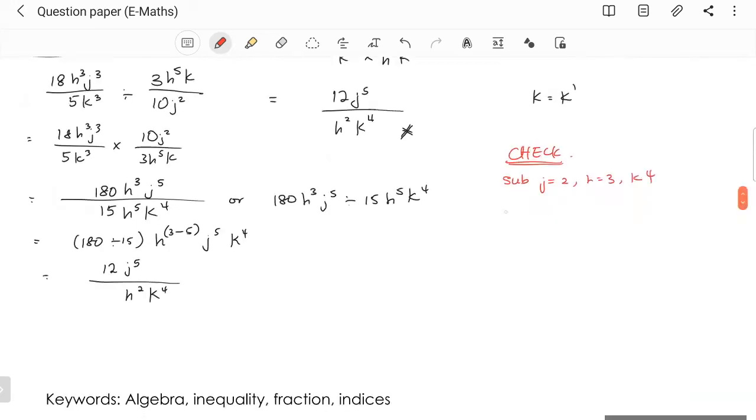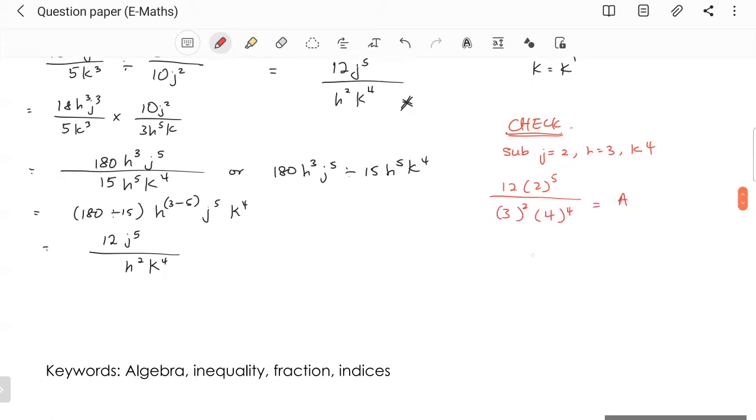Then I type into the calculator. So what I'll have is 12 times 2 to the power of 5 over 3 to the power of 2, then 4 to the power of 4. Okay, so this gives me a certain answer, A. Then this is our answer, right? We have to sub it into our question. So we have 18, 3 power 3, then we have our j, which is 2, power 3 also, divided by 5 of k power 3 times 10 times 2 power 2 over 3 times 3 power 5 multiplied by 4. So it looks very complicated, but it's actually just putting into the calculator.